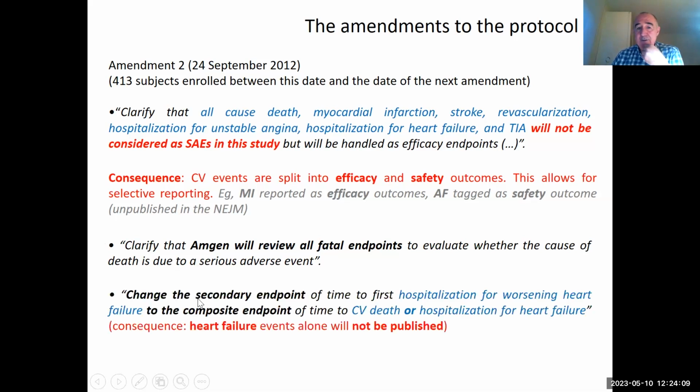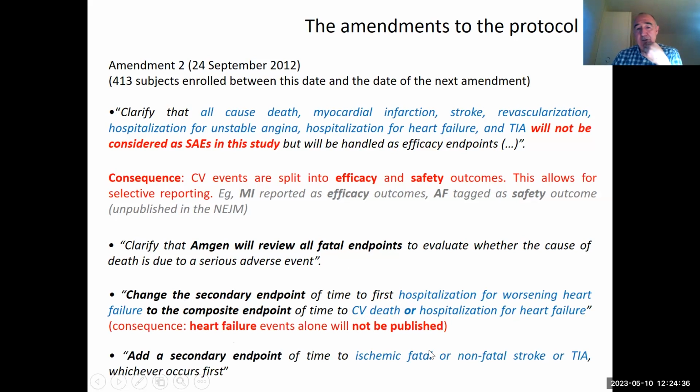There was a change in the secondary endpoint. Initially, this was hospitalization for worsening heart failure, and it was changed to cardiovascular death or hospitalization for heart failure. The consequence was that heart failure events alone won't be published in the medical journal. And they also added a secondary endpoint that was ischemic fatal or non-fatal stroke or transient ischemic attack.